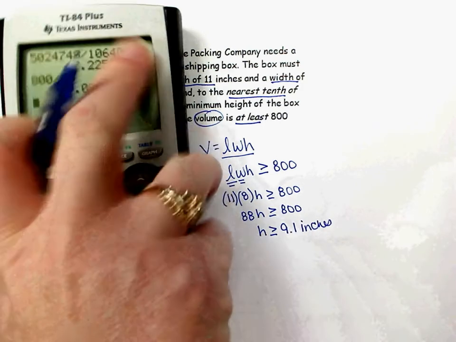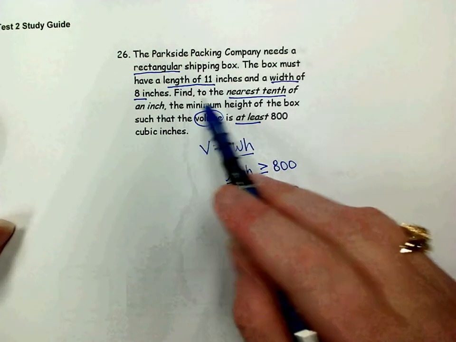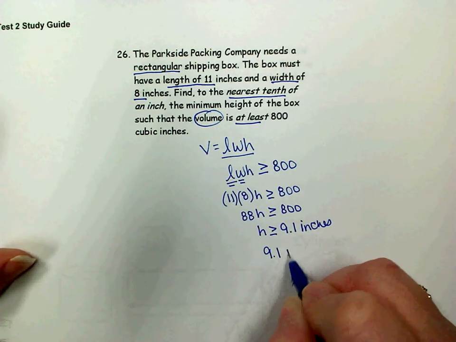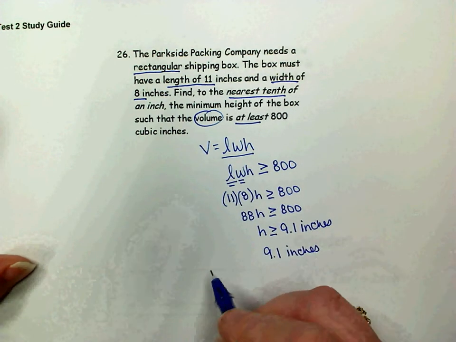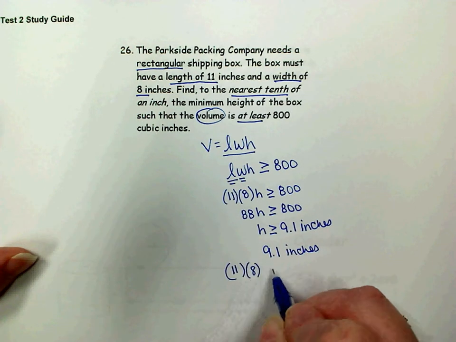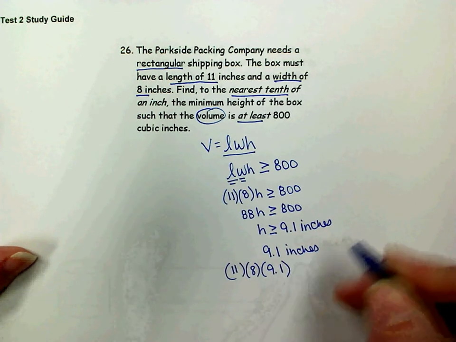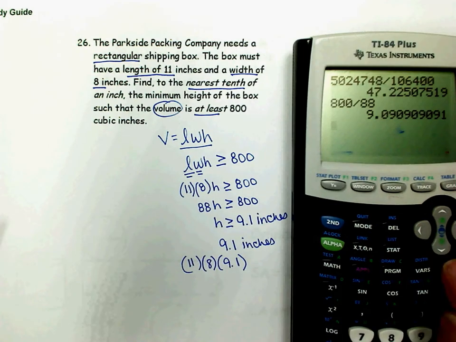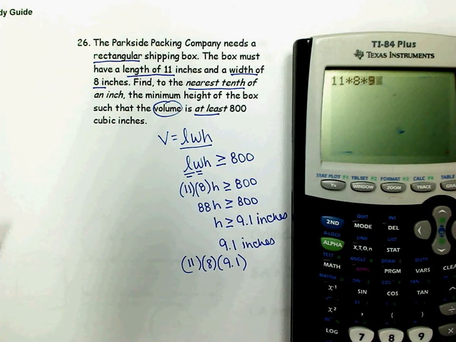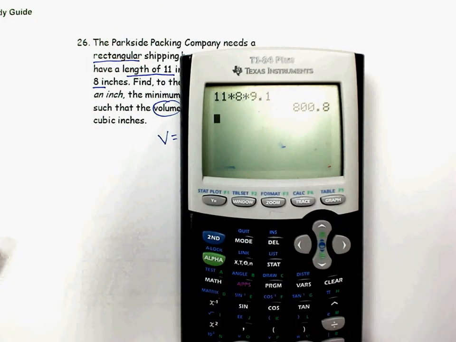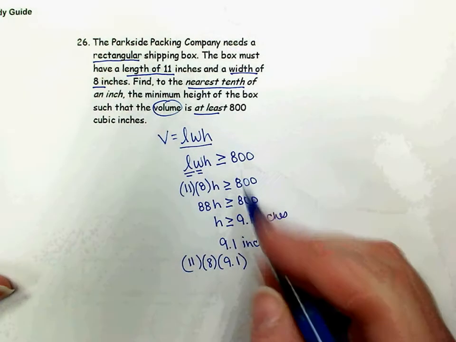So the answer, what is the minimum height? The minimum height would be 9.1 inches. You could check your answer by multiplying your length of 11 times your width of 8 and your height of 9.1 and making sure that you do get more than 800, or at least 800. So 11 times 8 times 9.1 gives us 800.8. So that'll work. So 9.1 inches.